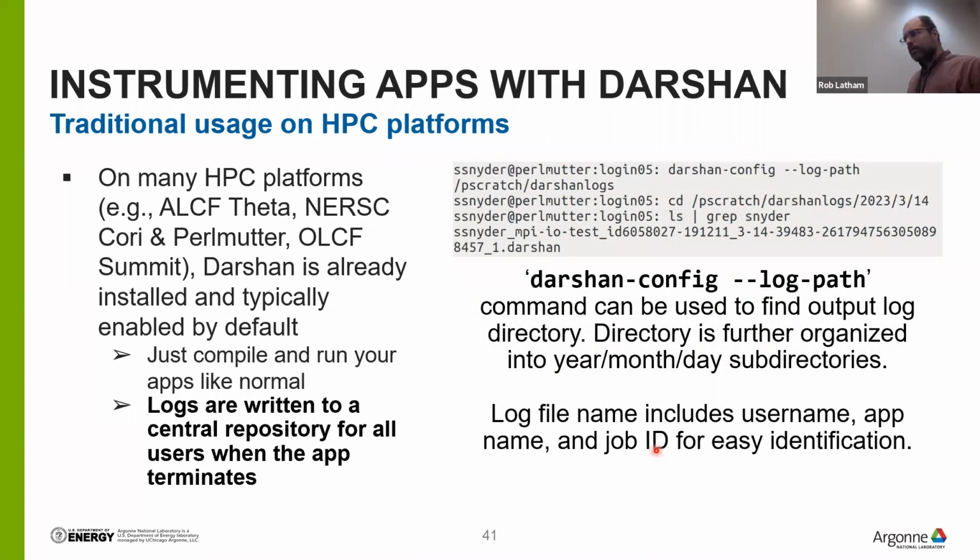Where is that log file? Well, if it's been part of a site installation, there'll be a log path. You can ask the Darshan config tool to tell you. In this case, over on the parallel file system, accessible to everybody, there's a bunch of logs. They're stored by year, month, and day, and then there's a fairly long name which encodes a bunch of information: the date it was created, the job ID, some information about the application and the user, and there's more stuff in the file itself. The file name is just trying to be as unique as possible, so we don't have to worry about collisions.